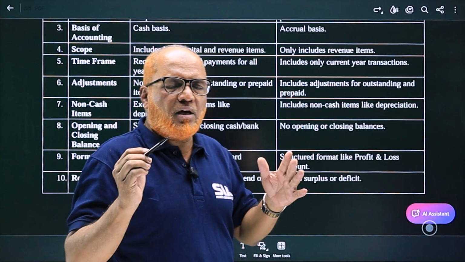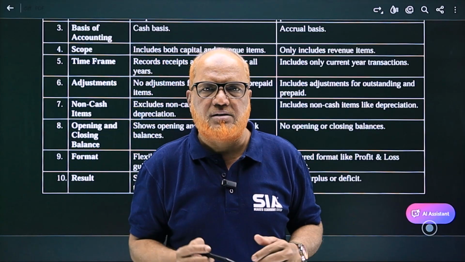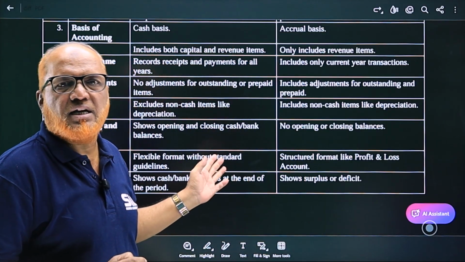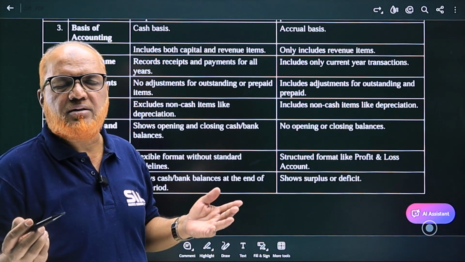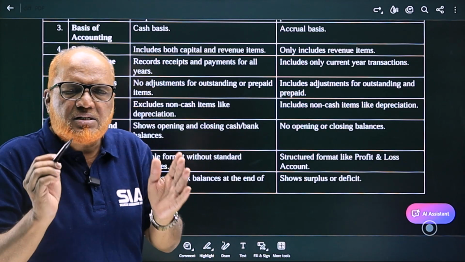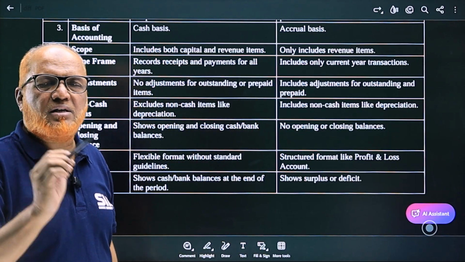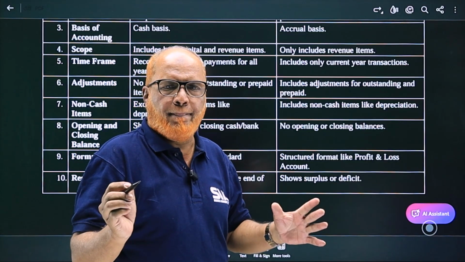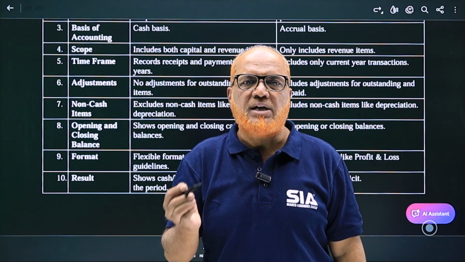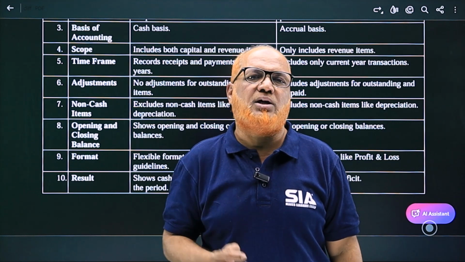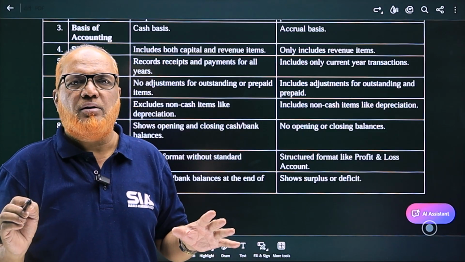So suppose in examination, for a long answer, for an essay type question, if it is asked, you have to write these 10 points. Otherwise, if it is asking you in a short question, you can write up to 5 points also. But the structure of your answer should be like this, if it is asking you to differentiate between or write the differences between receipts and payments account and income and expenditure account. Hope the concept is completely clear regarding this question.